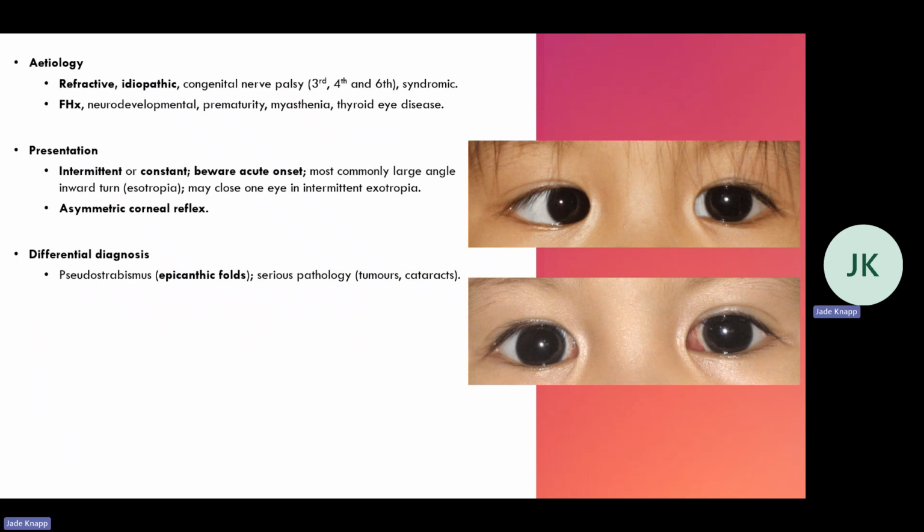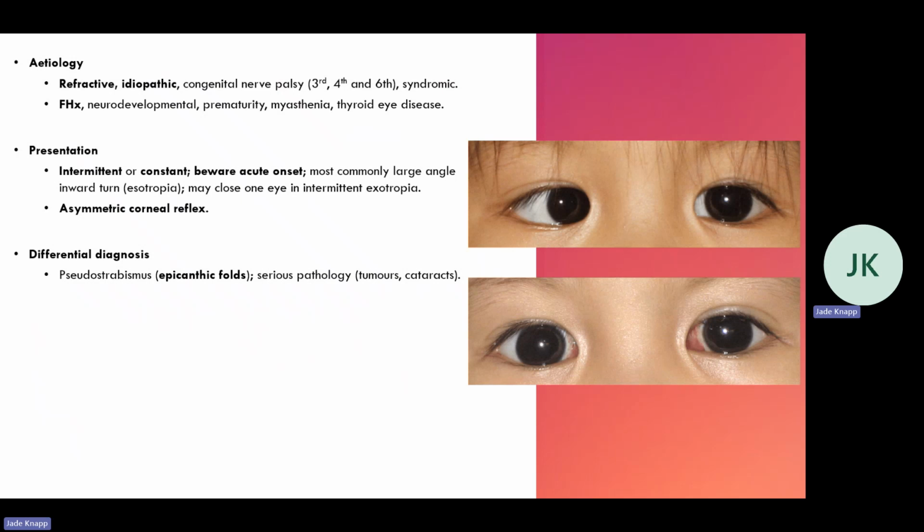There are many etiologies, but the most common thing with constant large angle congenital esotropia is that it's idiopathic and it's thought to be neurodevelopmental. So a problem with alignment in one eye from insertion of the medial rectus muscle. In intermittent exotropia, sometimes it's associated with refractive error, short-sightedness, but not always.